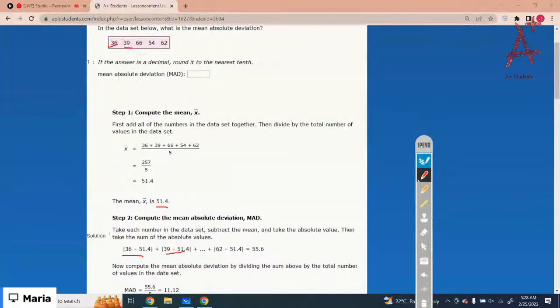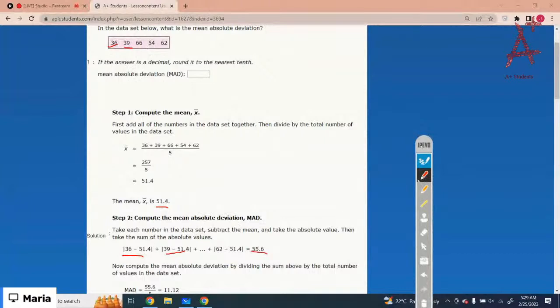Also, you have to take their absolute values. Absolute values means in your data no negative values are allowed. Got it? Okay, then the next one is 66 minus 51.4, then 54 minus 51.4, and the last one we have is 62 minus 51.4. Just calculate their absolute values and add them. It would be 55.6. Got it?